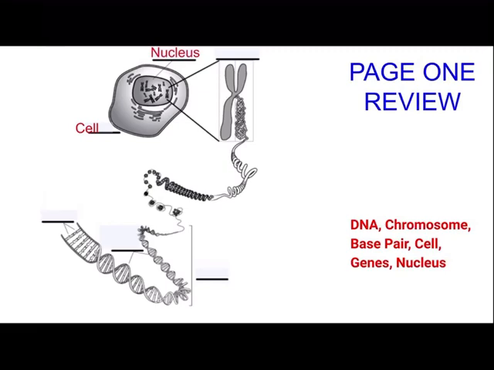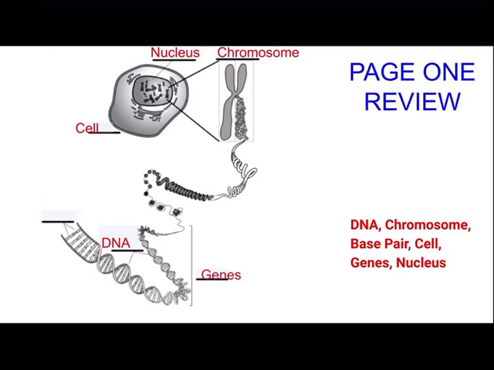Inside the nucleus, you'll see those X shapes. Those X shapes are our chromosomes. And inside those chromosomes is all of our DNA. If I asked you what do we call a specific segment, just a segment of DNA, that would be a gene.